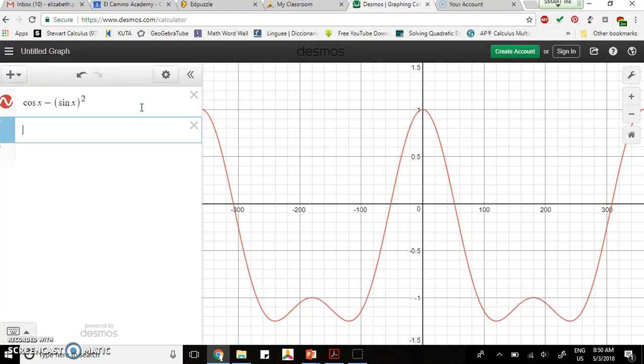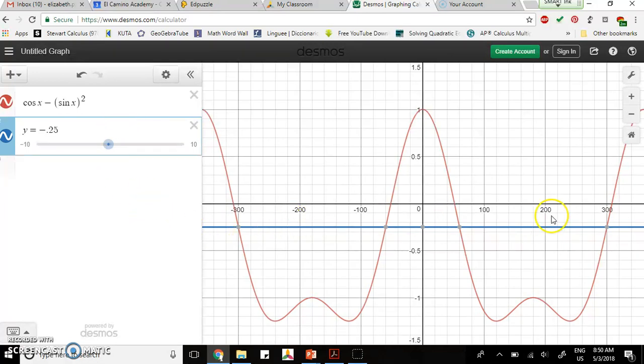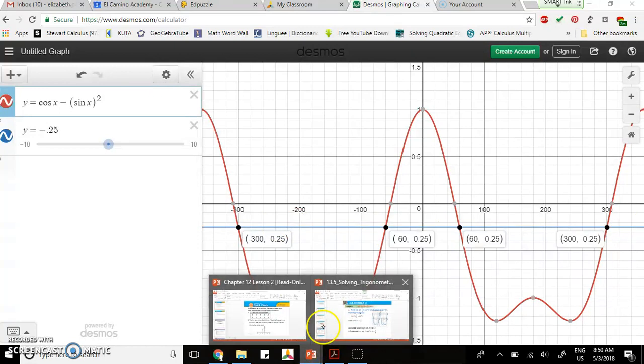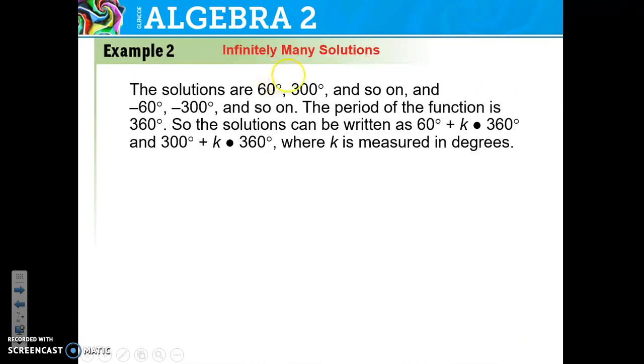And then what I'm asking is, where is this equal to negative 1/4, or negative 0.25? So I graph that line, and I'm looking for the intersection of these two things, right? I could also have put in this as y equals. So where do they intersect? They intersect at negative 300 degrees, negative 60 degrees, 60 degrees, 300 degrees, and so on. This will go on forever and ever. It's infinite. And so that's what they say over here when they're showing you on the graph. The solutions are 60 degrees, 300 degrees, and so on, which we saw from the graph we just looked at. And the period of this function is 360 degrees, which you can also see from the graph. Desmos is super helpful for this.